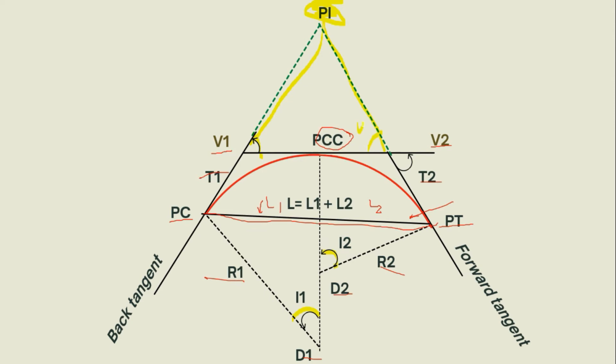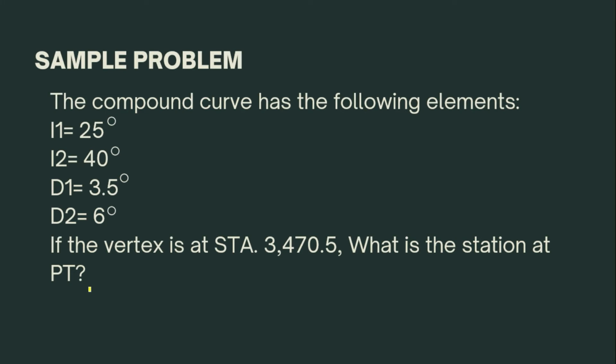To better understand these elements of the horizontal curve, I will be presenting the sample problem. Let's say that the compound curve has the following elements. I1 is equal to 25 degrees. I2, the central angle of the second curve, is equal to 40 degrees.